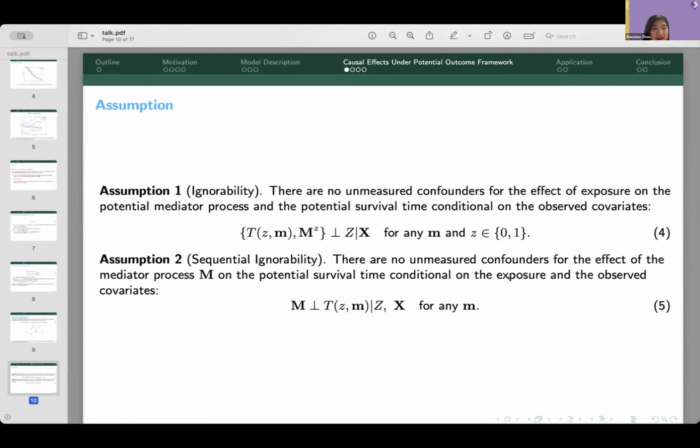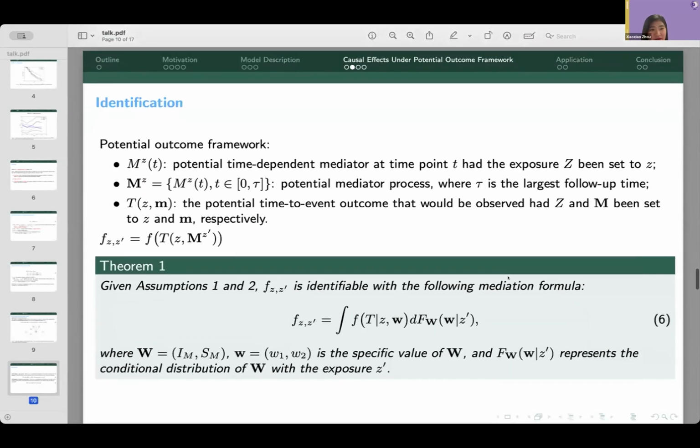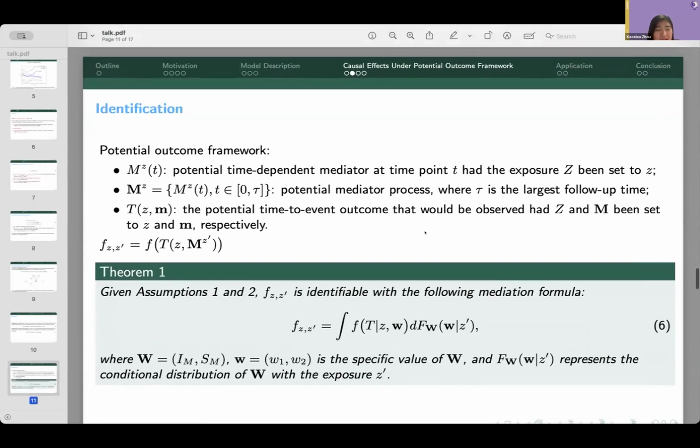We also make some regular assumptions, namely the sequential ignorability assumption, also known as the no unmeasured confounders assumption. In the potential outcome framework, we can define the potential mediator and the potential outcome in this way. And then any function of the time-to-event variable can be identified with this mediation formula. I'll skip the details.